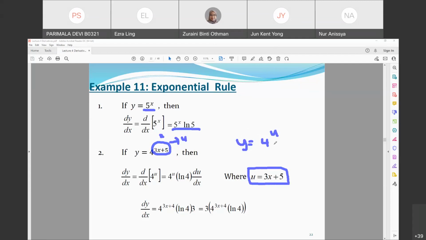Then we solve it guna apa? Ni 4u, nampak tak kat sini? 4u, lepas tu ln 4 du over dx. Okay. Lepas tu kita selesaikan dia, u selesai, masukkan balik, kita dapat ln 4, bezakan yang ni du over dx. So kita dapat 3. Then we simplify this equation, we get this. Okay, faham?